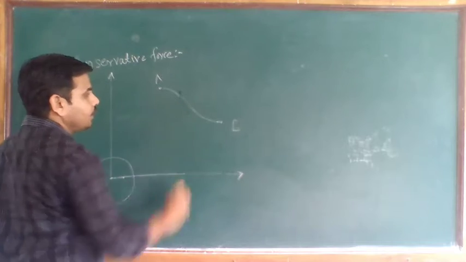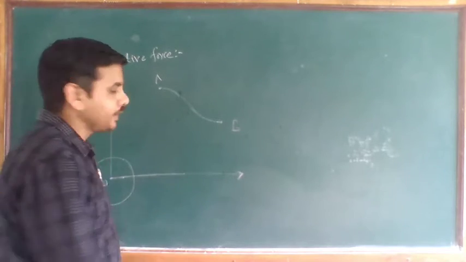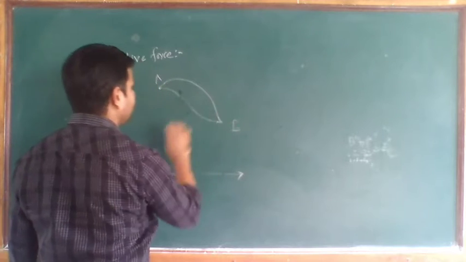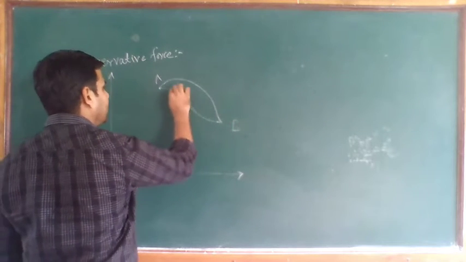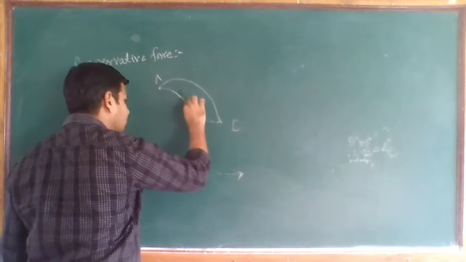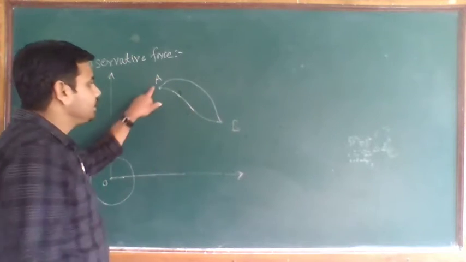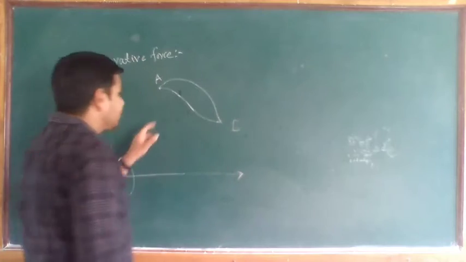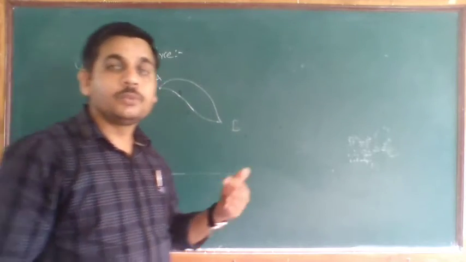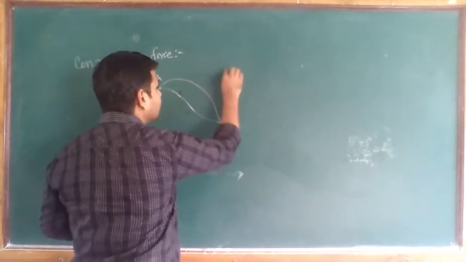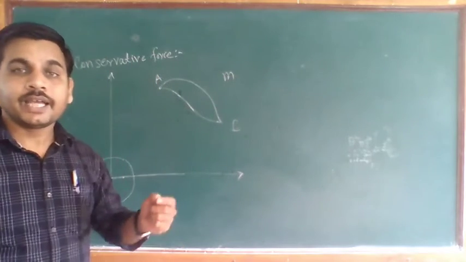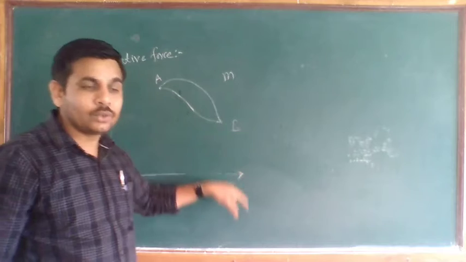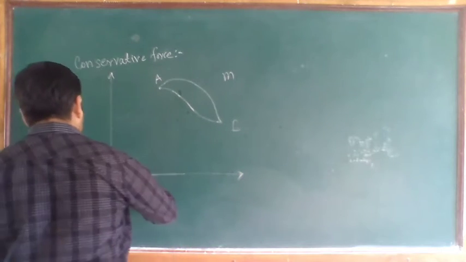Along this path, this is point A, this is point B, and the second body, which has a mass small m, is moving from point A to point B.